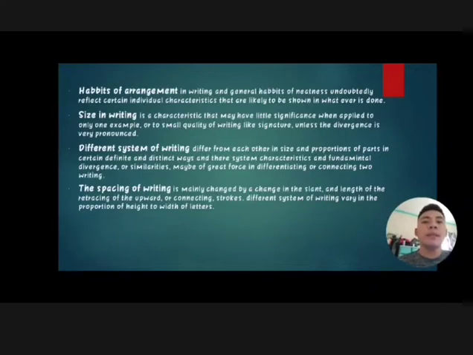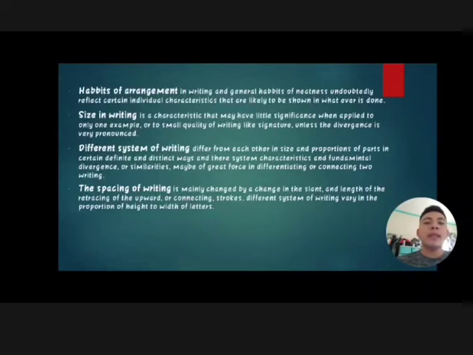Habits of arrangement. In writing, general habits of neatness undoubtedly reflect certain individual characteristics that are likely to be shown in whatever is done. Size in writing is a characteristic that may have little significance when applied to only one example, or to a small quality of writing like a signature, unless the divergence is very pronounced.